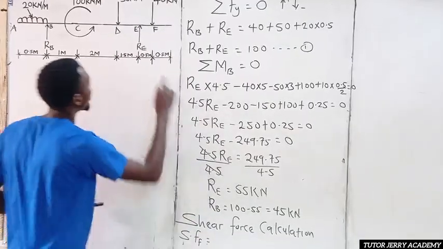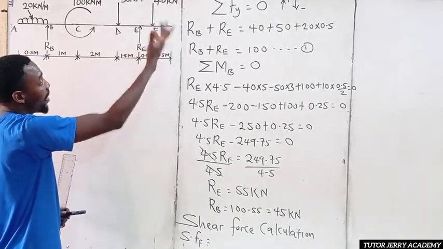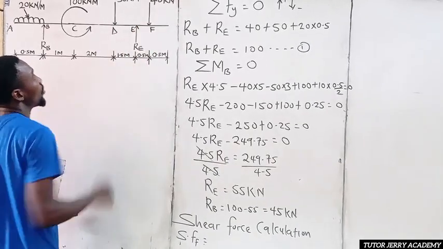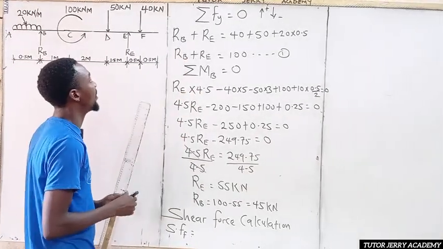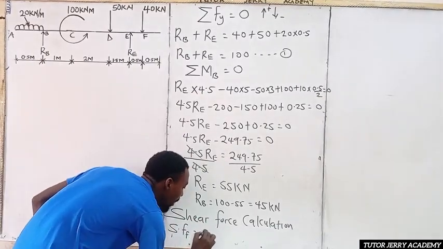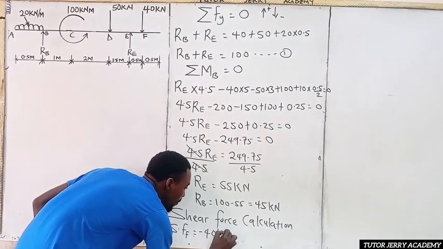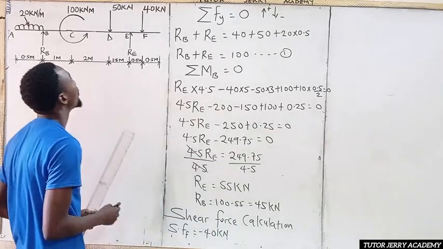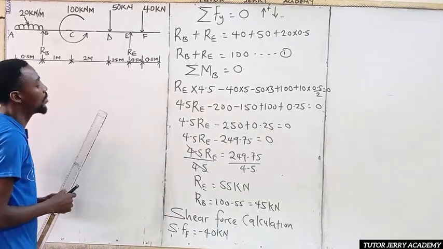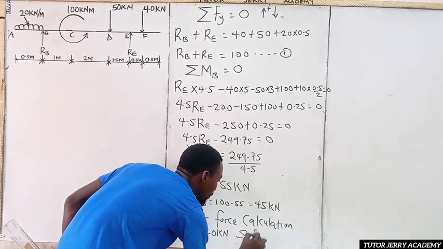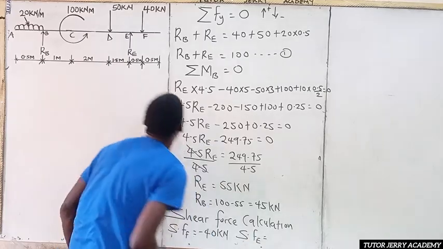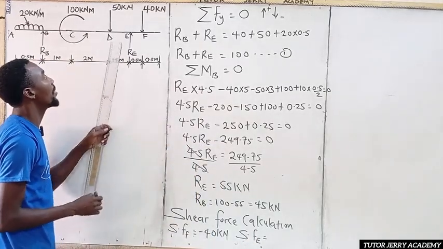If you stand at point F, we only have one force, which is nothing but 40. But don't forget, upward force positive, downward force negative. So we are going to have this to be minus 40 kilonewton. All right, so the next one we are going to stand at point E.